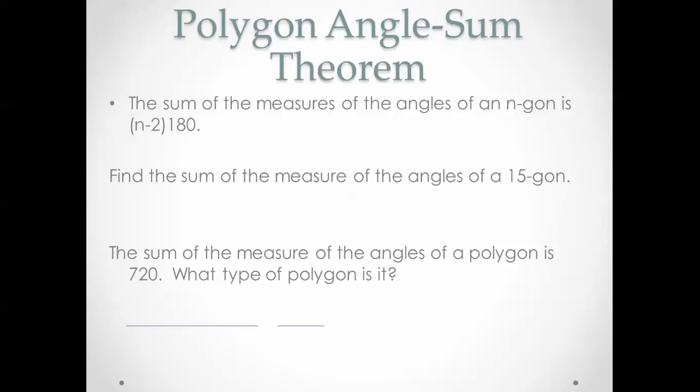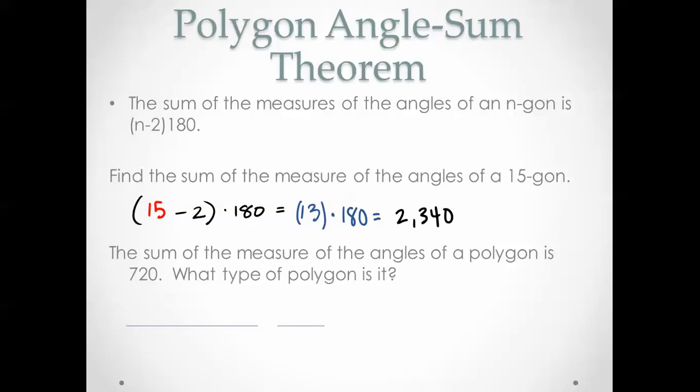Find the sum of the measures of the angles of a 15-gon. In this case, we're going to substitute 15 for the number of sides into our n minus 2 times 180 formula. So 15 minus 2 gives us 13, and 13 times 180 is 2,340. So the sum of the measures of the interior angles of a 15-gon is 2,340 degrees.